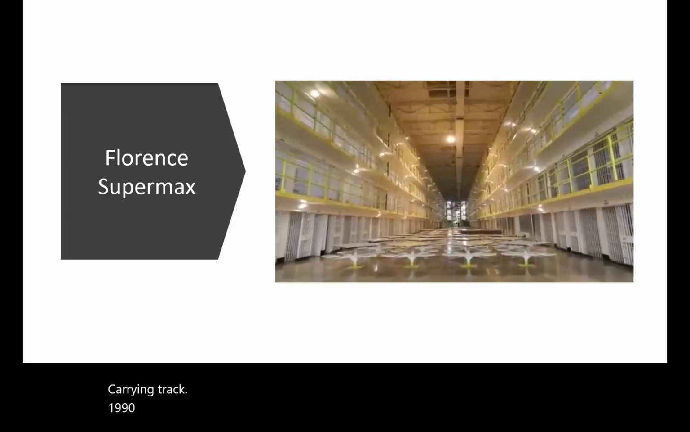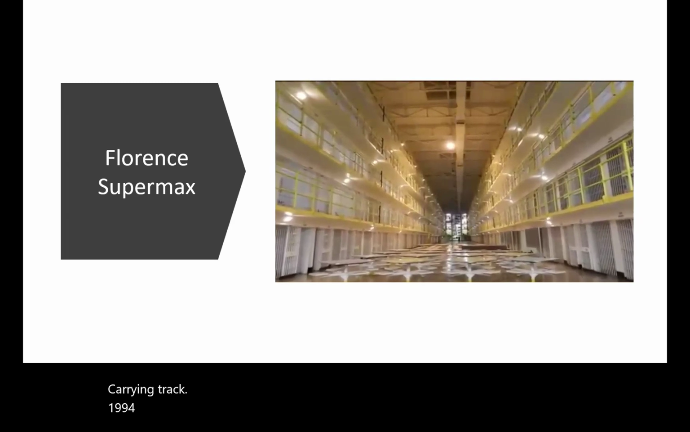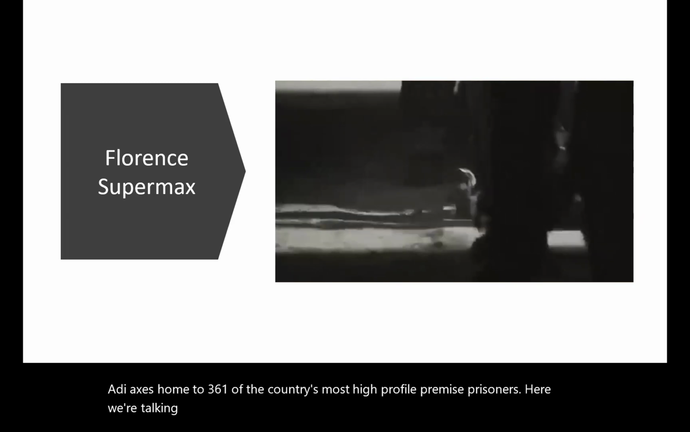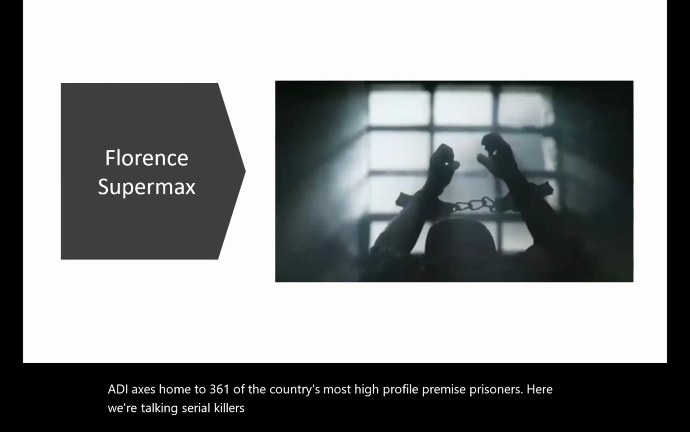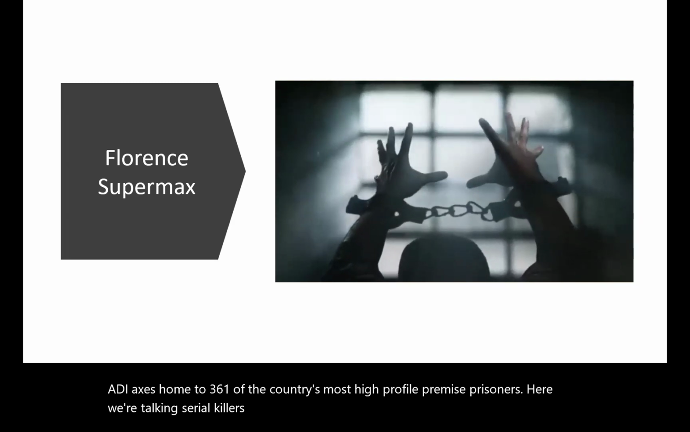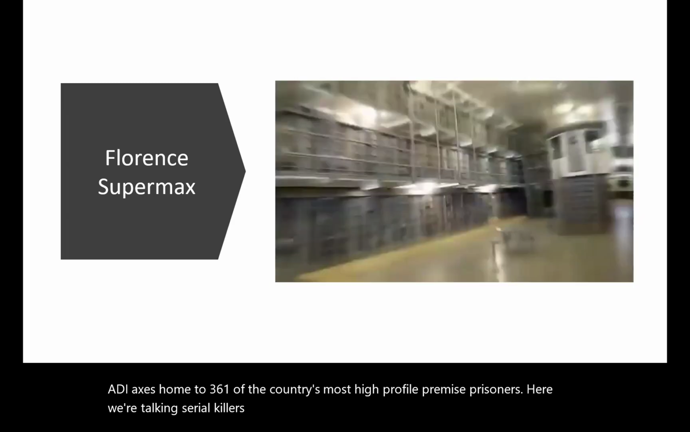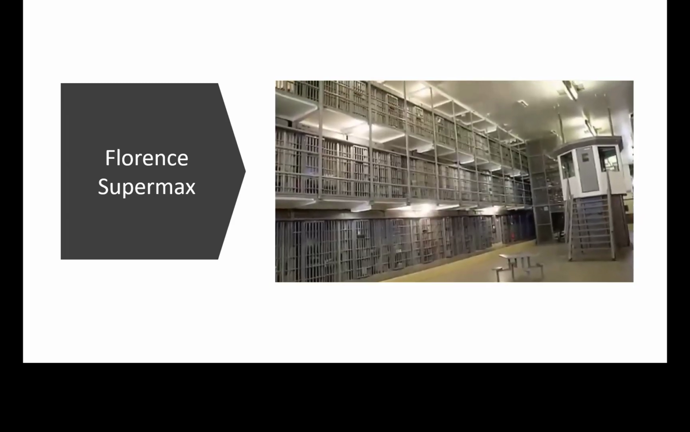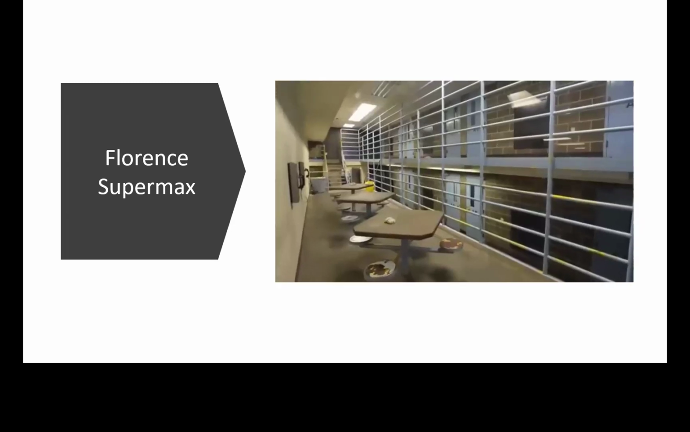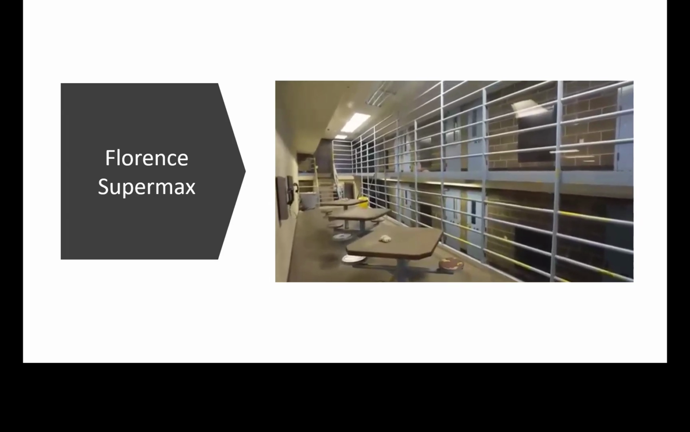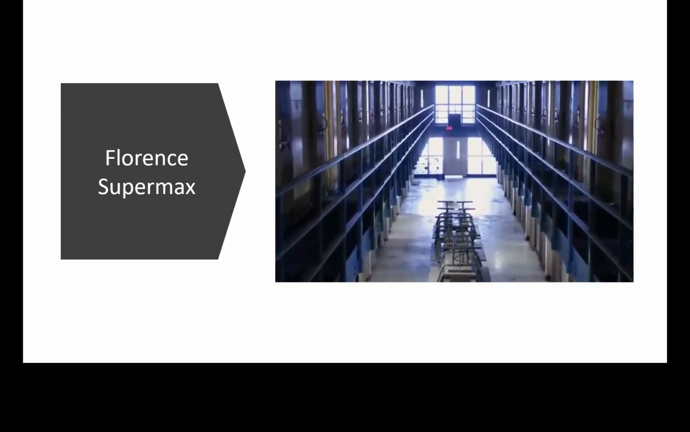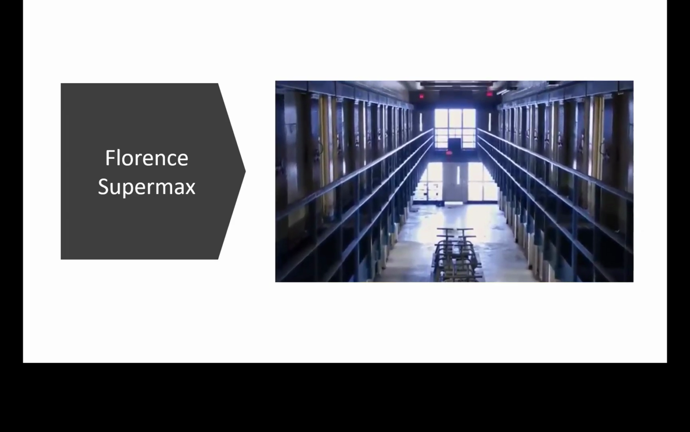Today, ADX is home to 361 of the country's most high-profile criminals. Prisoners here, we're talking serial killers, terrorists, mobsters, cult leaders, drug kingpins, and those deemed too violent to live among a general prison population, live in near continuous solitary confinement. Inmates spend 23 or more hours a day isolated in soundproof 7 by 12-foot cells outfitted with a single 4-inch slit for a window. Due to these conditions, the ADX has been at the center of contentious debate about human rights and solitary confinement's effect on mental health.